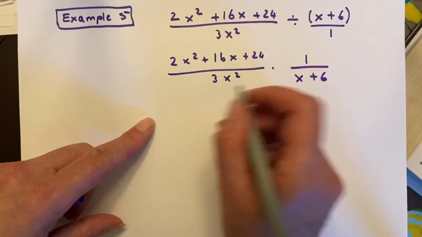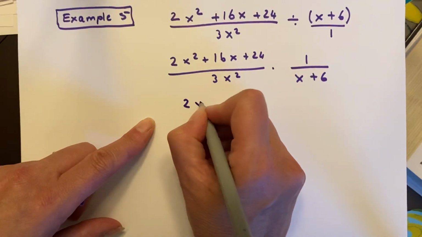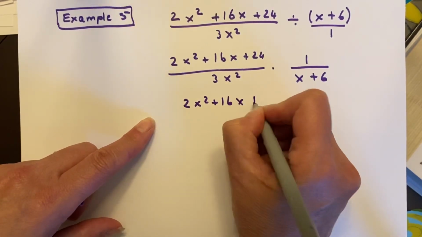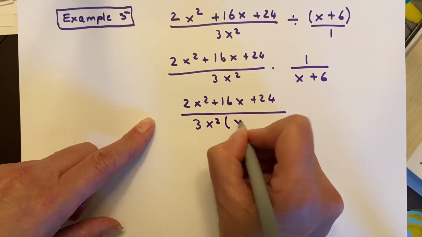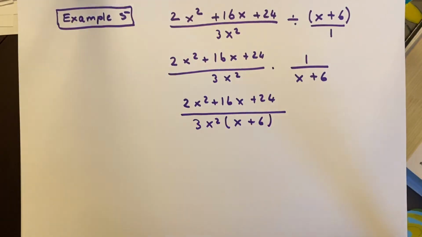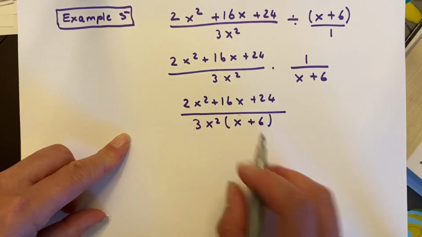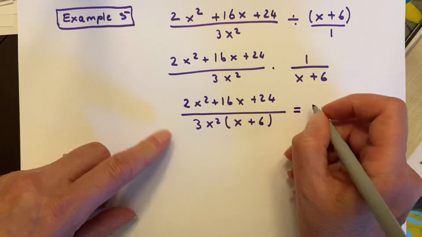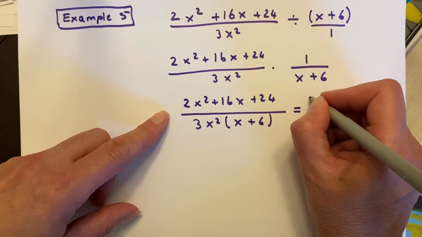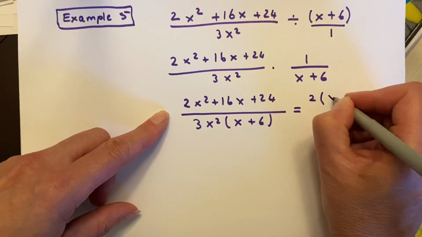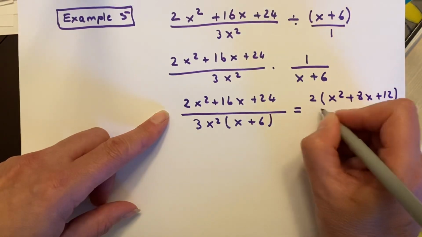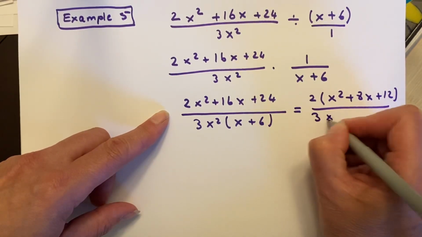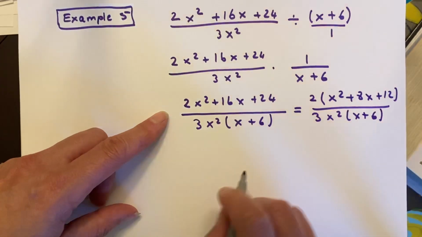Now we combine the numerators and denominators, and we get 2x squared plus 16x plus 24 over 3x squared times x plus 6. We now have to do our factoring and see what we can take out and see if we can get any reductions. So I'm going to factor out a 2 first and get x squared plus 8x plus 12, and this is still over 3x squared times x plus 6.